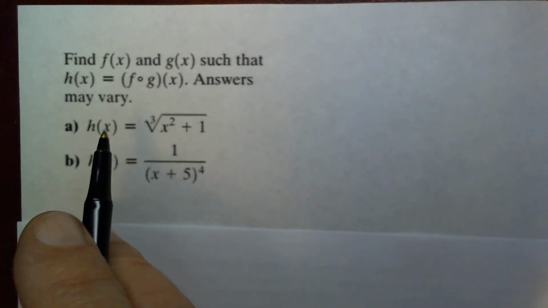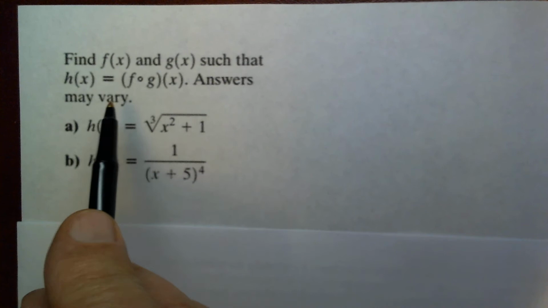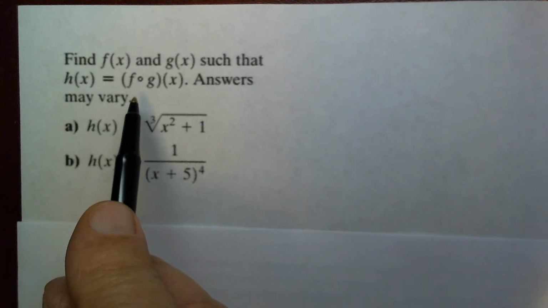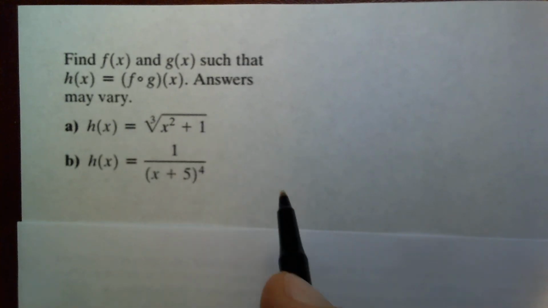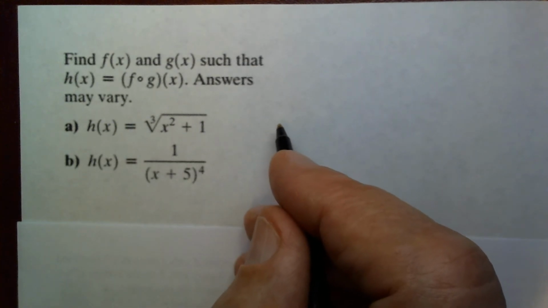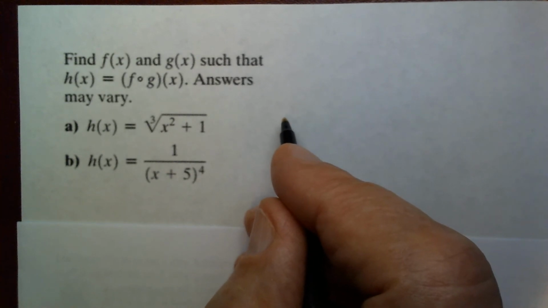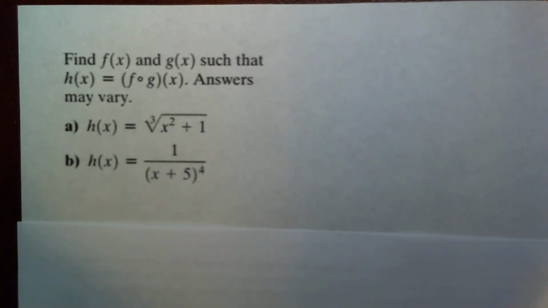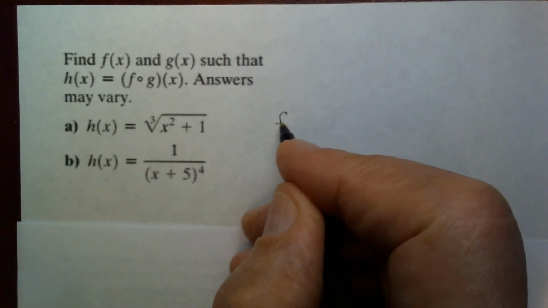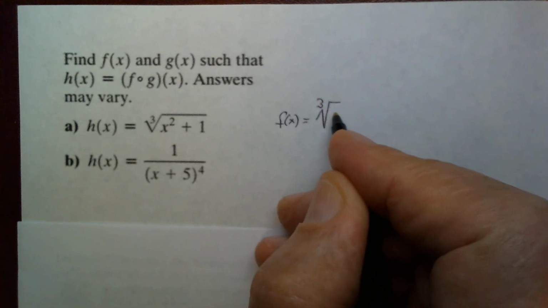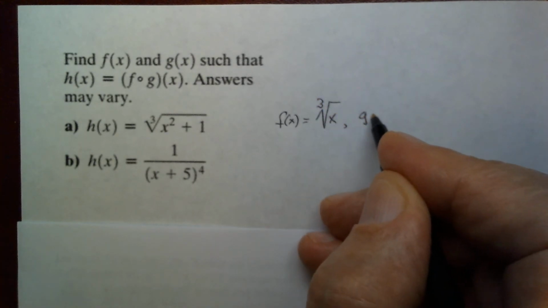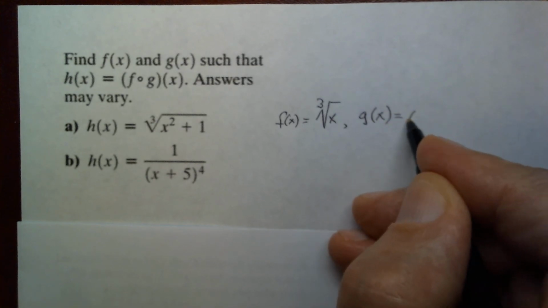In the next exercise, we are asked to find f of x and g of x such that h of x is a composition of f of g of x. And the answers may vary, there are different possibilities. But, for example, we could say that f of x is equal to the third root of x, and g of x is equal to x squared plus 1.